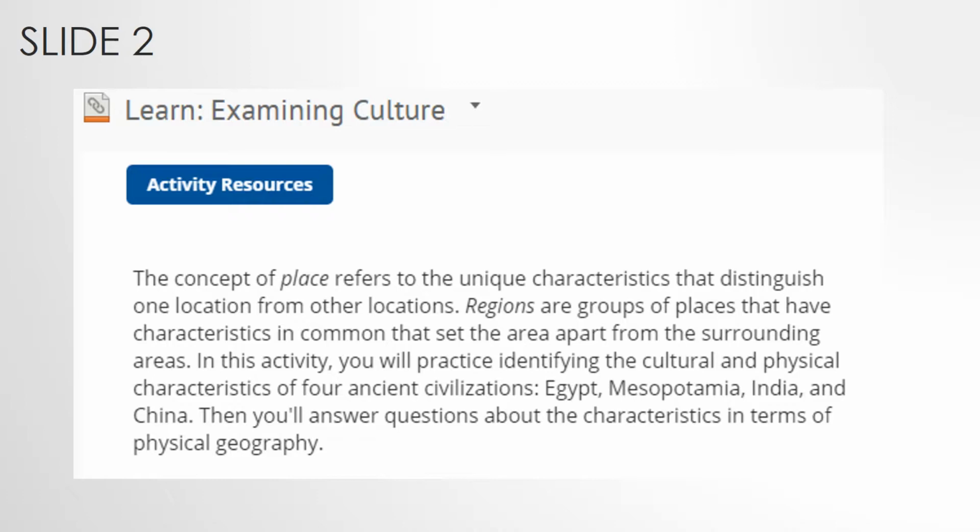In this activity, it's going to give us several different activities to practice identifying both cultural and physical characteristics of the 4 ancient civilizations. So we've looked at Egypt, Mesopotamia, India, and China. We're just going to practice identifying what were the cultural characteristics and what were the physical characteristics of these ancient civilizations. Just kind of a brief review, and then we'll answer some more questions about the characteristics in terms of physical geography and the land. But first we're going to start by identifying cultural and physical characteristics of these, and there are several activities in your D2L course that will guide you through this.